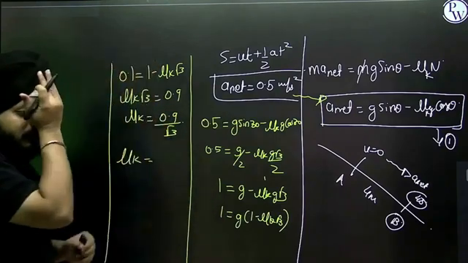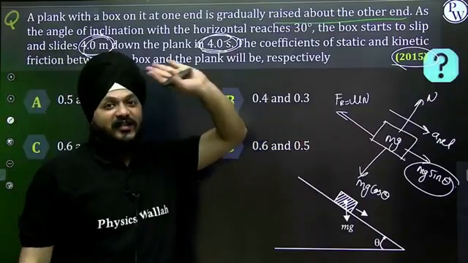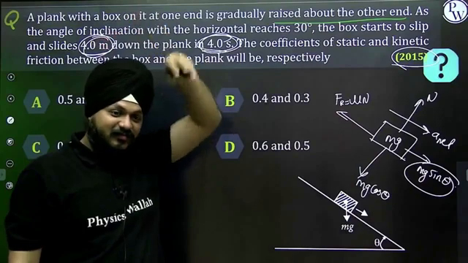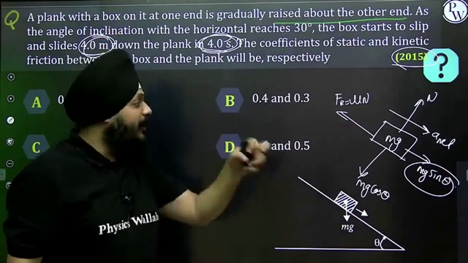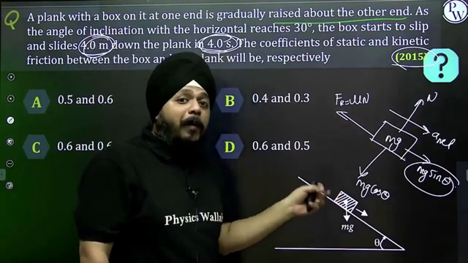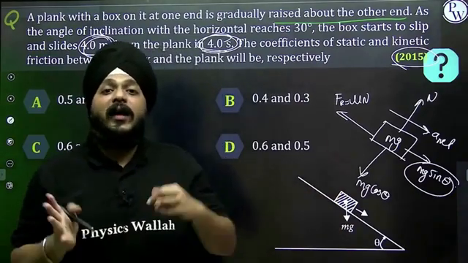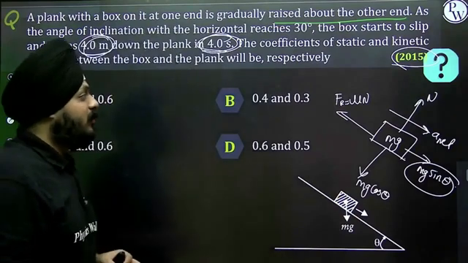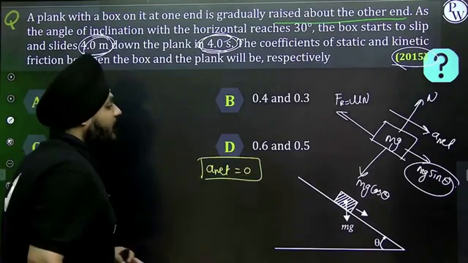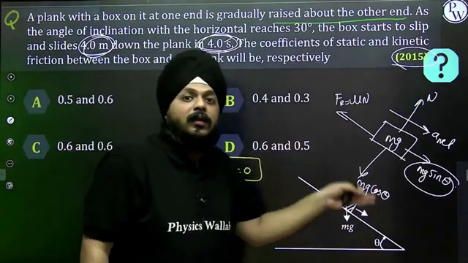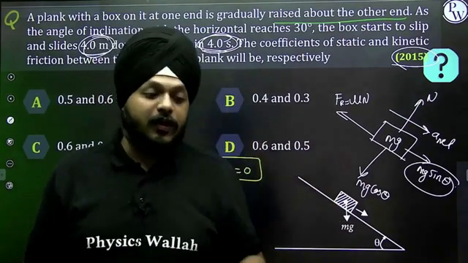Now, what about the coefficient of static friction? When the object is stationary, when interlocking is there, it means that when the object was about to slide, for a very small amount of time there was a presence of static friction. It means that when we need to keep the object at rest, then we can calculate the value of the coefficient of static friction.